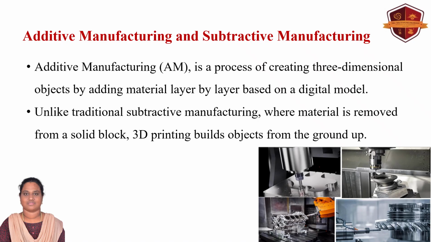Coming to subtractive manufacturing, it is the process of removing material from a larger block to create a desired shape using techniques like milling, drilling, and turning. Subtractive manufacturing is a process where material is removed from the solid block or stock material to achieve the final product's desired shape.